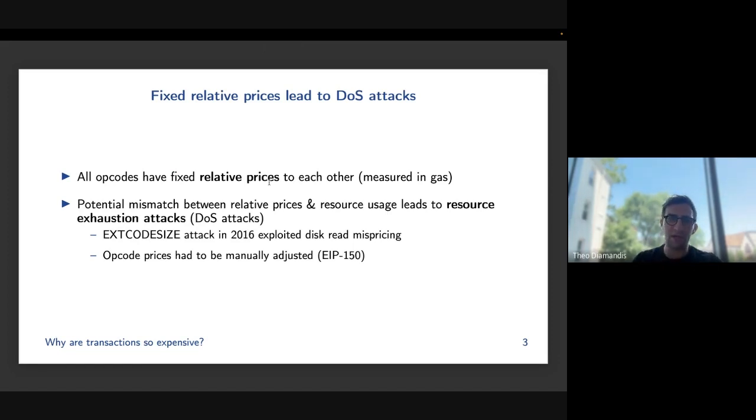And the first thing is that fixed relative prices in the past have led to denial of service type attacks on the network because, say, like in the EVM system, all opcodes have fixed relative prices to each other measured in gas or just some unit of account. And potential mismatches in the past between these relative prices and the resource usage has led to what's been termed resource exhaustion attacks in the literature, which are simply just denial of service attacks. And so there's a notable one in 2016, which exploited a disk read mismatch, which is why syncing a node can take so long once it kind of hits that period. And then, of course, opcodes had to be manually adjusted.